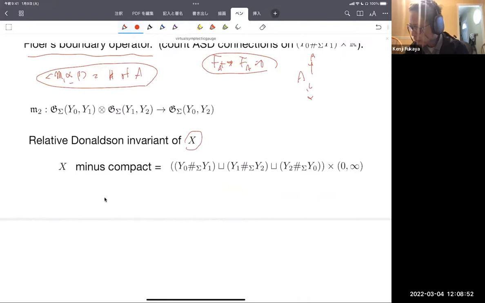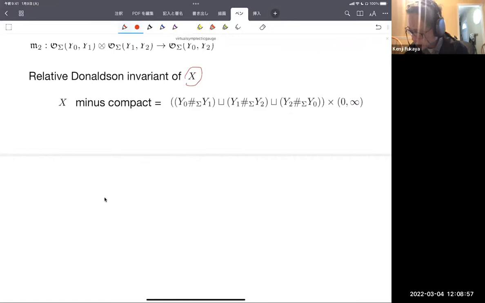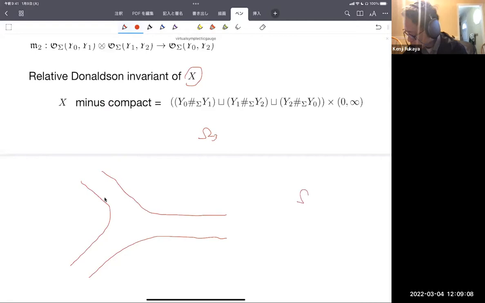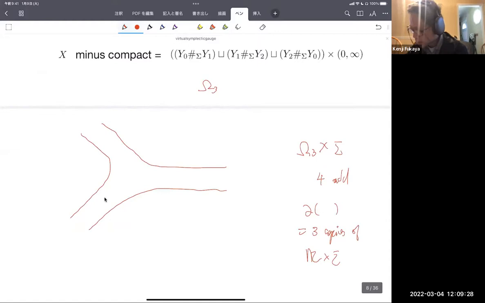So what is this space X? You consider this domain, I write it omega 3. And then I consider this omega 3 cross sigma. So it's a three-manifold cross a surface, it's a four-manifold. And its boundary is three copies of R cross sigma. It's in this red line. So we take Y0, Y1, Y2, three-manifolds, so that their boundary is sigma.